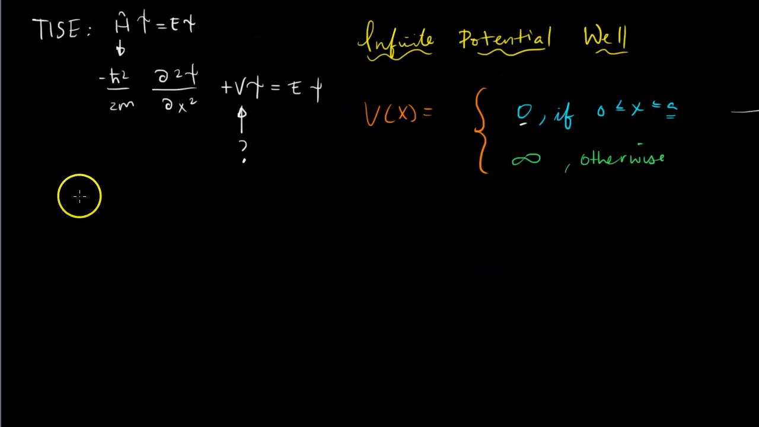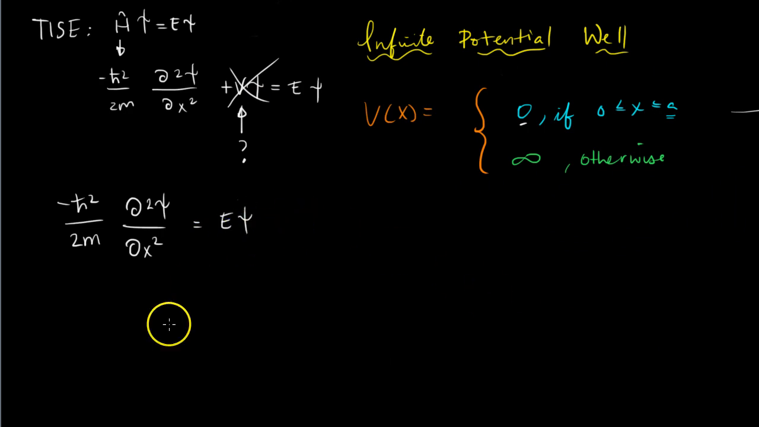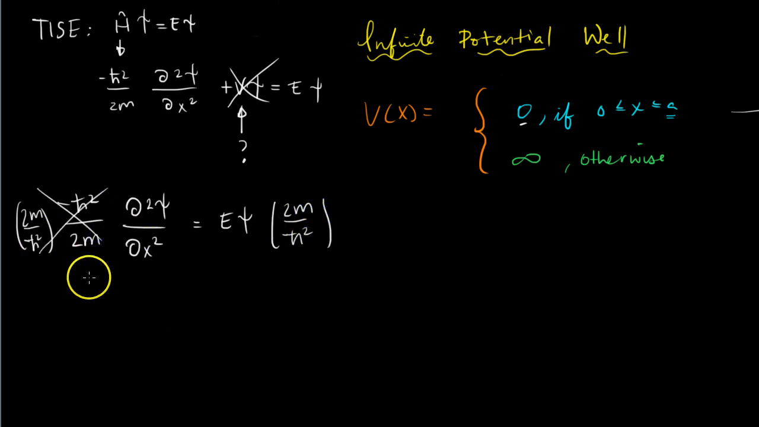So what does this equation become? If the potential is 0, it just becomes negative h bar squared over 2m times partial squared psi over partial x squared. So this thing just cancels out completely, equals E psi. Now I just want to isolate the second derivative, so I multiply by 2m over negative h bar squared. What we get is partial squared psi over partial x squared is equal to negative 2m E over h bar squared psi.